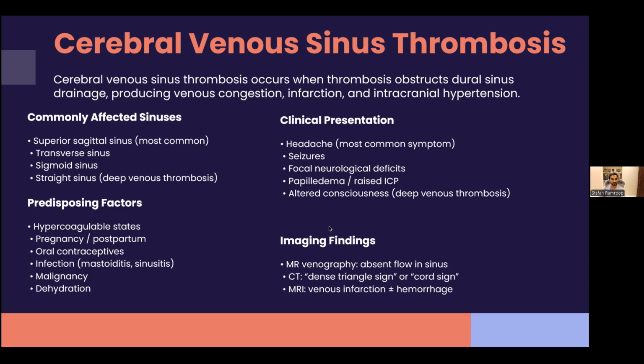Typically the most commonly involved sinus is the superior sagittal sinus, followed by your transverse and sigmoid sinuses. Thrombosis of your straight sinus or your deep venous system is less common, but it will be more severe because it compromises drainage of your thalami and deep structures.